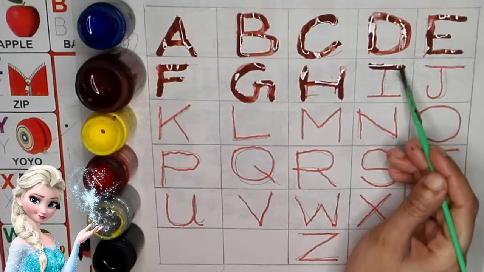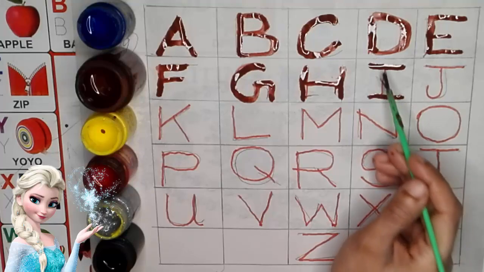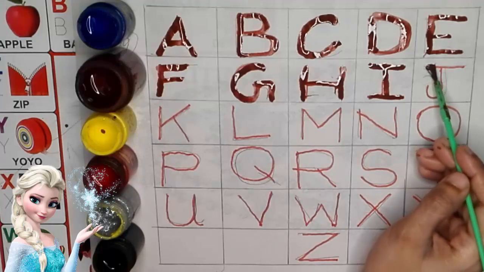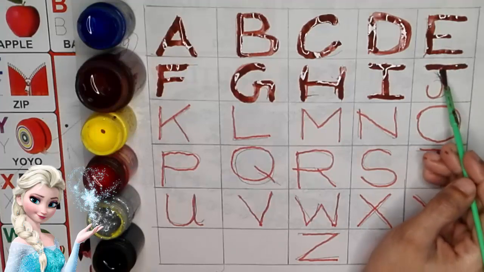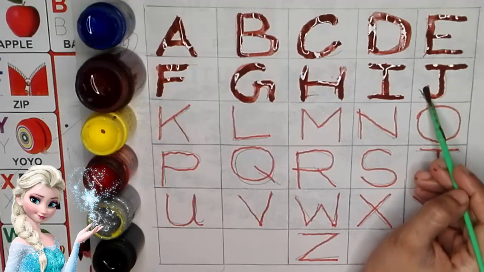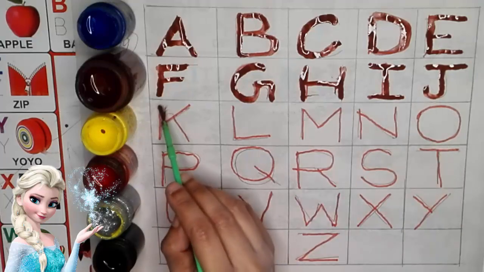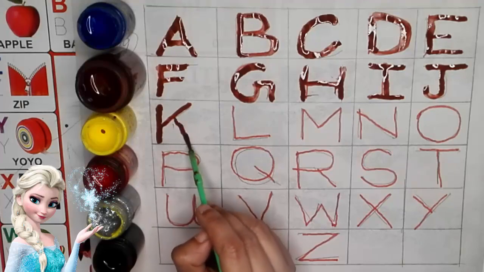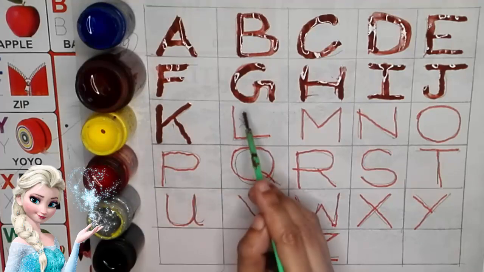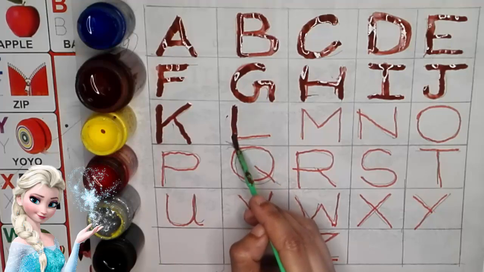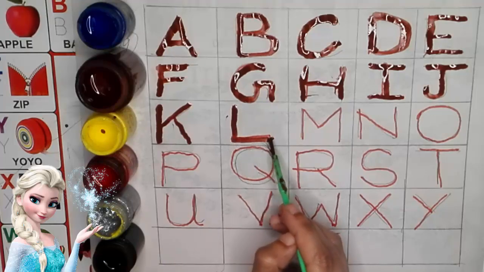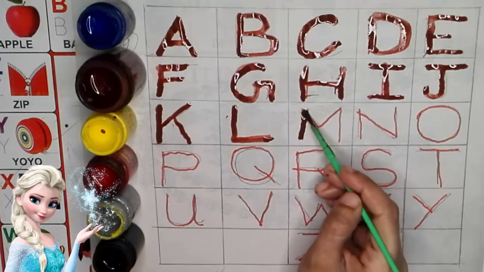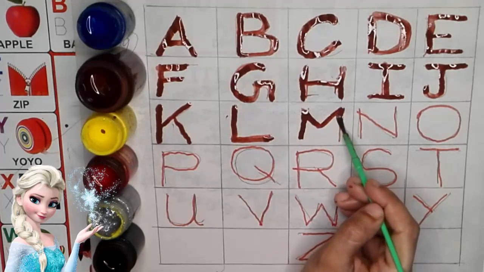I, I for iron. J, J for jug. K, K for king. L, L for lock. M, M for mouth.